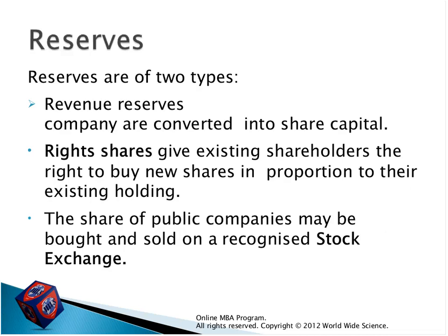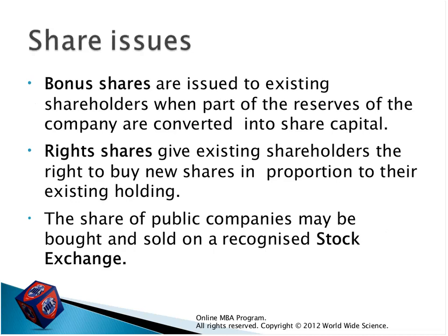So next one. What kind of share issues can there be? Here we have two types. The first is bonus shares. They are issued to existing shareholders when part of the reserves of the company is converted into capital. So these are shares issued to the existing investors, and this comes under private companies. And the profit which is earned would be converted into capital.